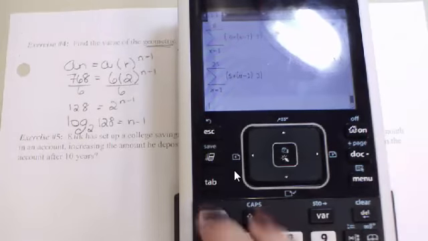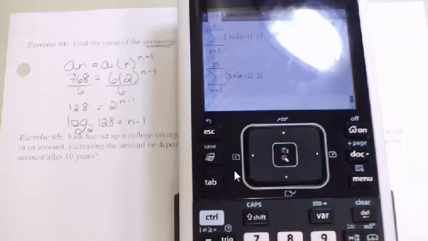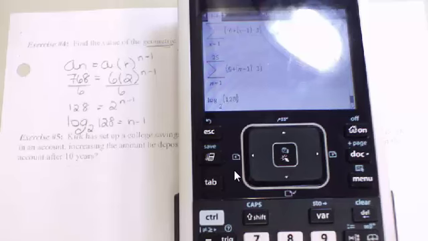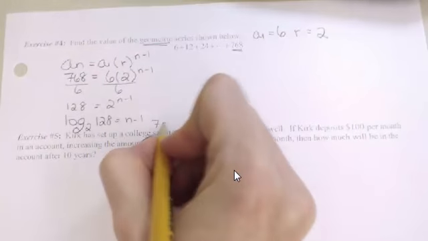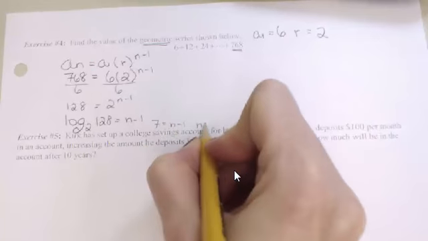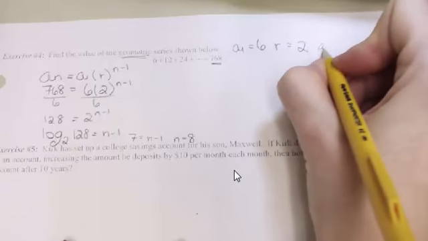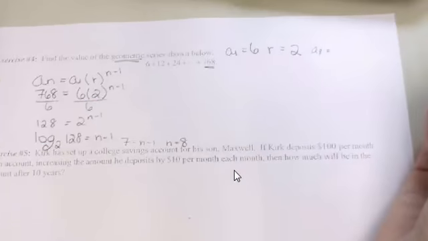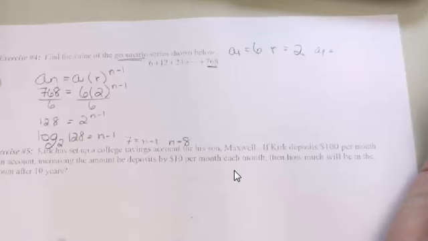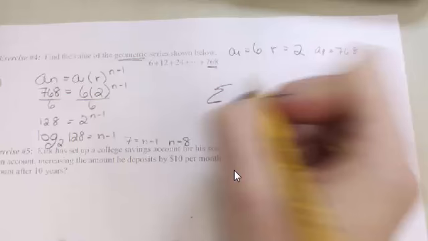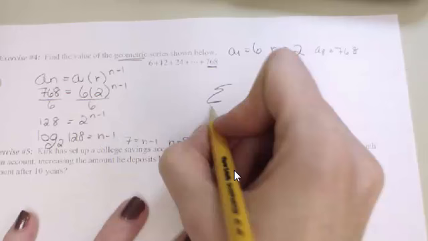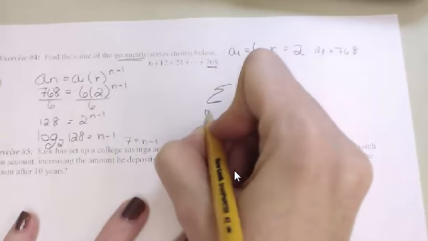Remember that that's right there, so you're going to do log base 2 of 128, and I get 7. Love when they're perfect numbers. So 7 equals n minus 1, and n equals 8. So another fact I can now add is that the 8th term, a sub 8, is 768. So now to find the sum of those terms, we're going to say n equals 1.